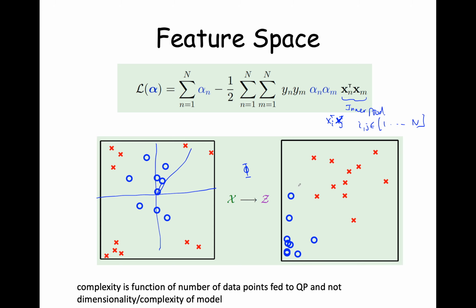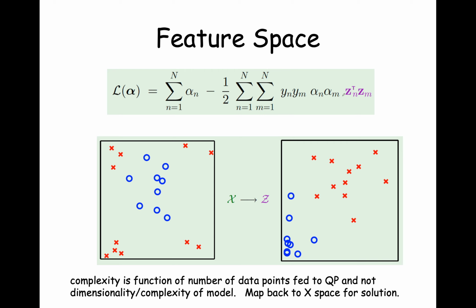Here we compute this transformation, and we can still compute the support vector machine by just replacing this inner product in x space with the inner product in z space. We essentially get, almost for free, the ability to draw highly nonlinear decision boundaries in z space at the cost of just the number of support vectors. It's a very, very big savings. And in doing so, we know that the complexity is a function of the number of data points.